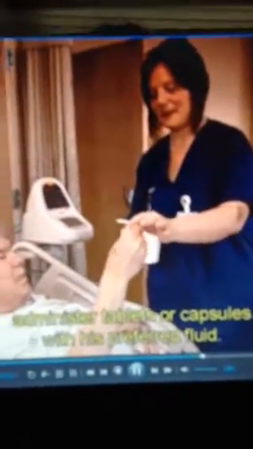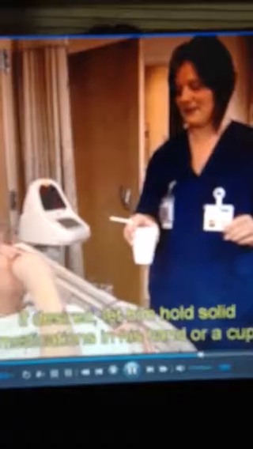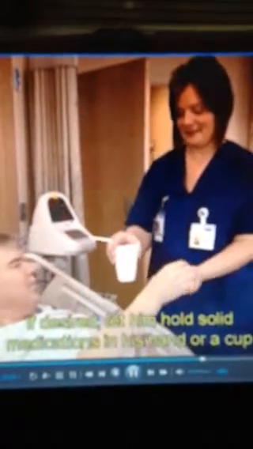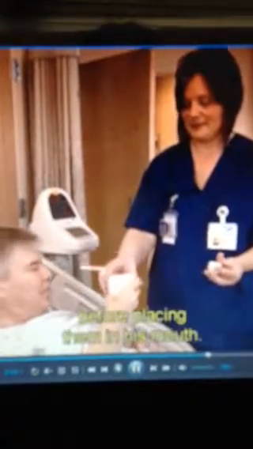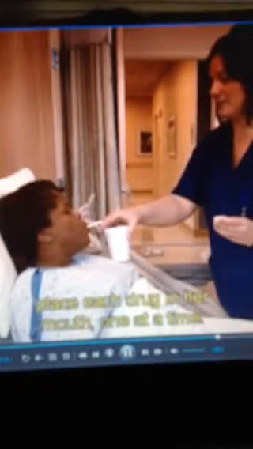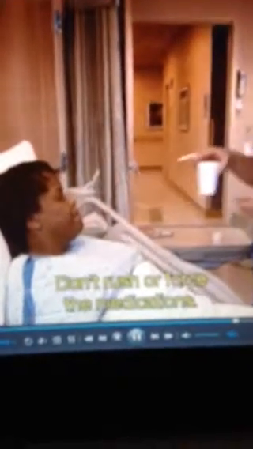With the patient in a seated or side-lying position, administer tablets or capsules with his preferred fluid. If desired, let him hold solid medications in his hand or a cup before placing them in his mouth. If a patient can't hold the drugs, place the medication cup or a spoon to her lips and gently place each drug in her mouth one at a time. Don't rush or force the medications.